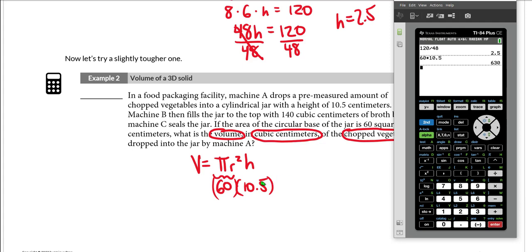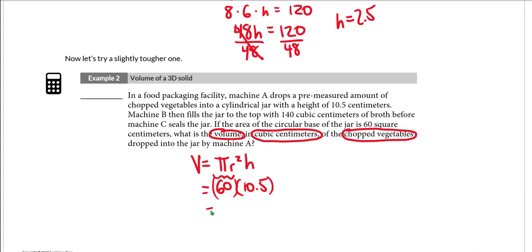I'm going to get 630. So my total volume here is 630. Make sure I write my units, cubic centimeters. I should have written my units there and there as well. This would have been centimeters squared. This would have been centimeters. So I get 630 cubic centimeters total.